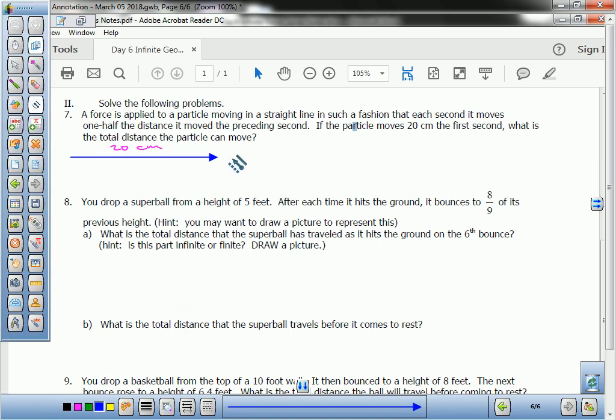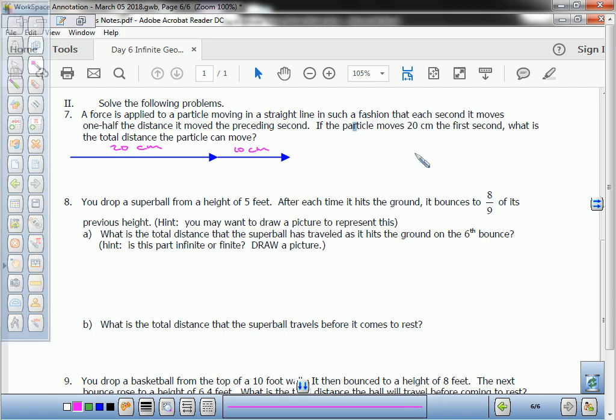So in the second, how far would this particle move? 10 centimeters. Do you feel like you're in science class? Yes. All right, so we keep going. It would look like 20, 10, and then 5, and then 2.5, and then 1.25. Okay, so we get it.